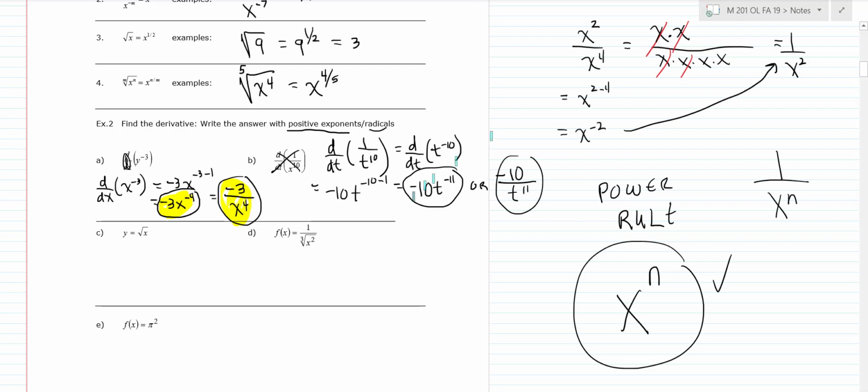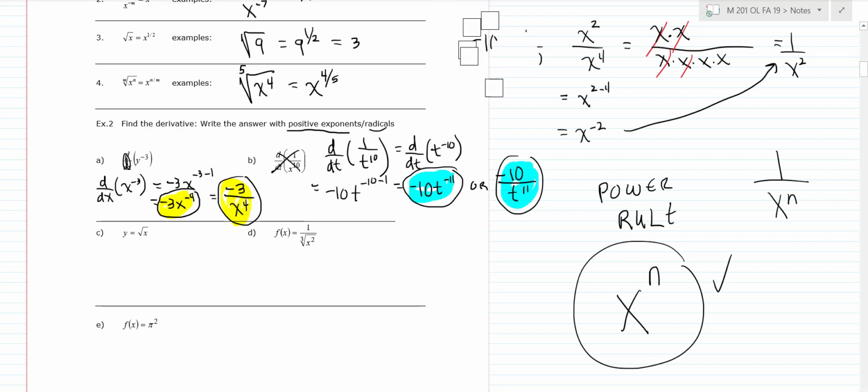Students a lot of time ask the question, why didn't I move the negative 10? Well, why do you think? Negative 10 is not an exponent. Negative 10 is a number. Students do this from time to time. It's not true that negative 10 is just 1 over 10. All right, those are totally different numbers. Okay, so you can't do that. They're not exponents, right?